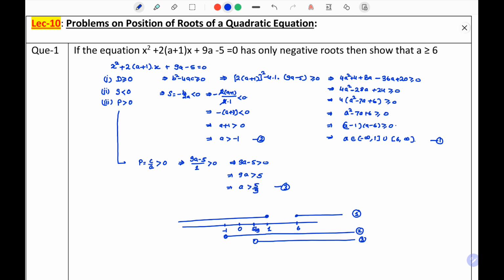Now, the solution of the given equation will be the common solution from 1, 2, 3. And this is the portion which has the common solution. So we can say that A belongs to 6 to infinity. This is the answer.